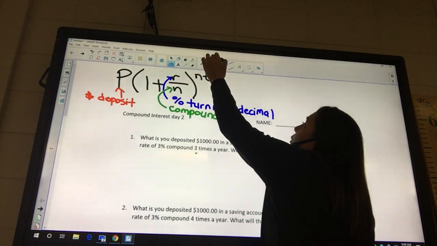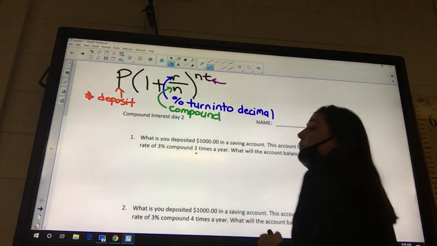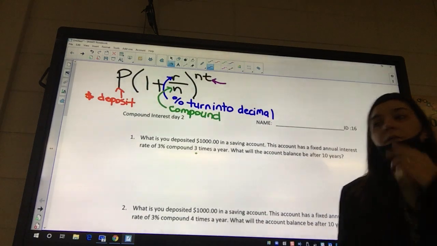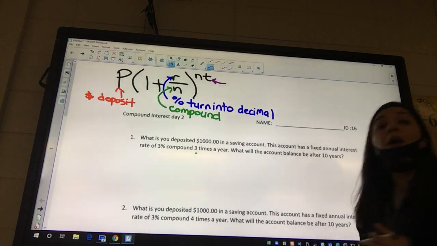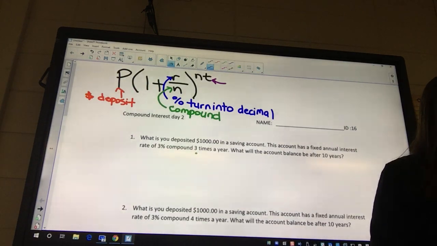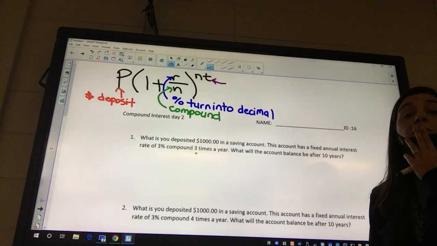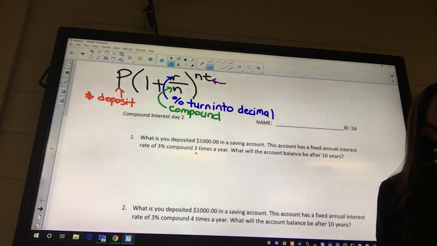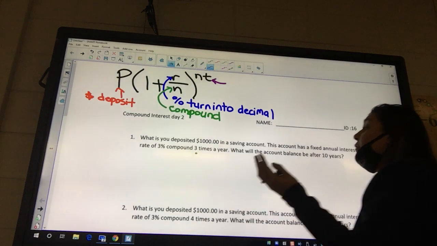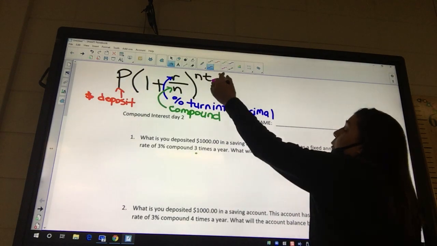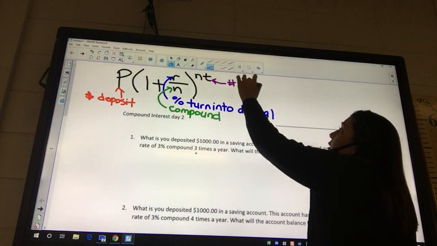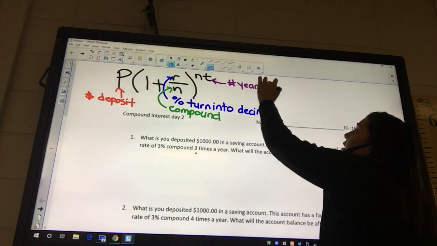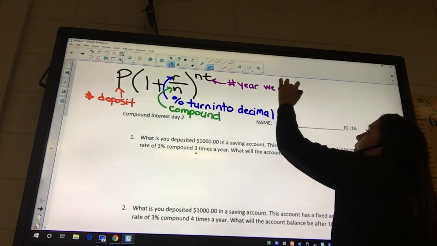Okay? And then what about T? What does T stand for? Time. Okay, it's the time. It's the time that we let the money sit in the account, okay? So it's the number of years, essentially, that we didn't touch the money.